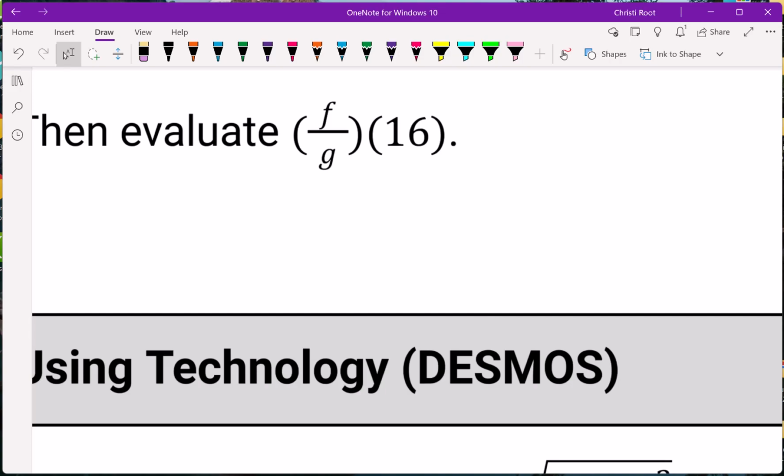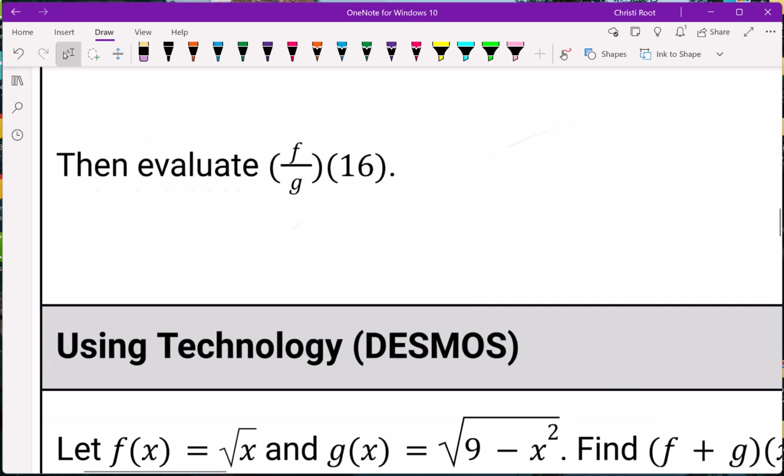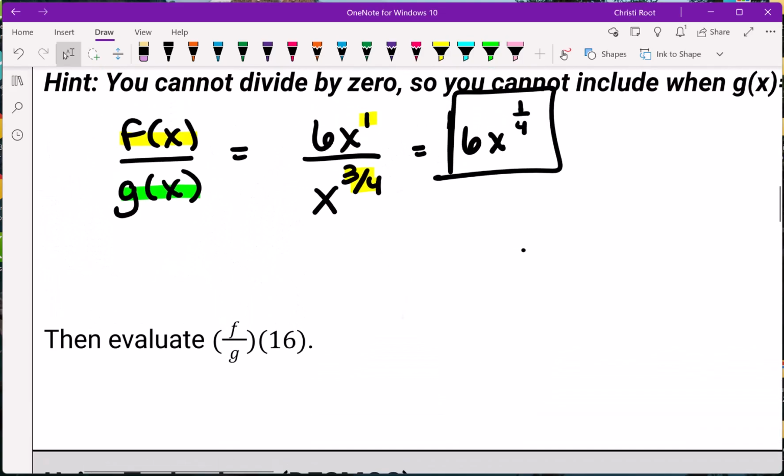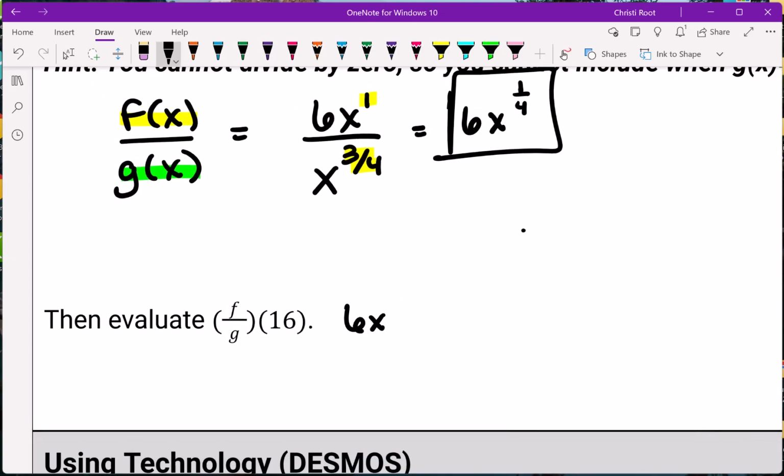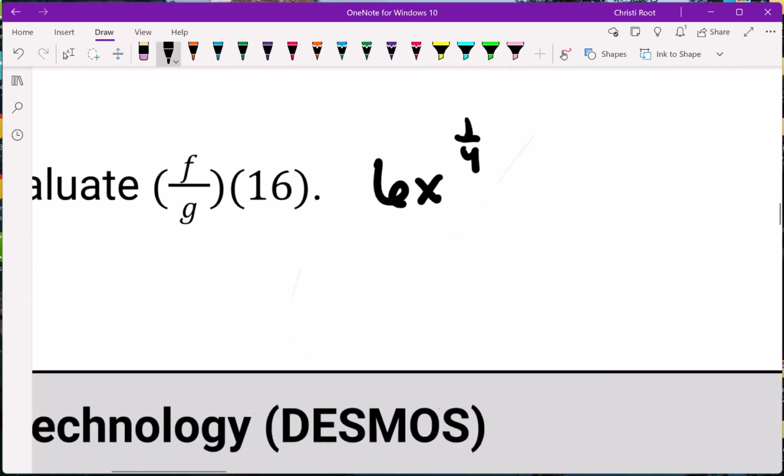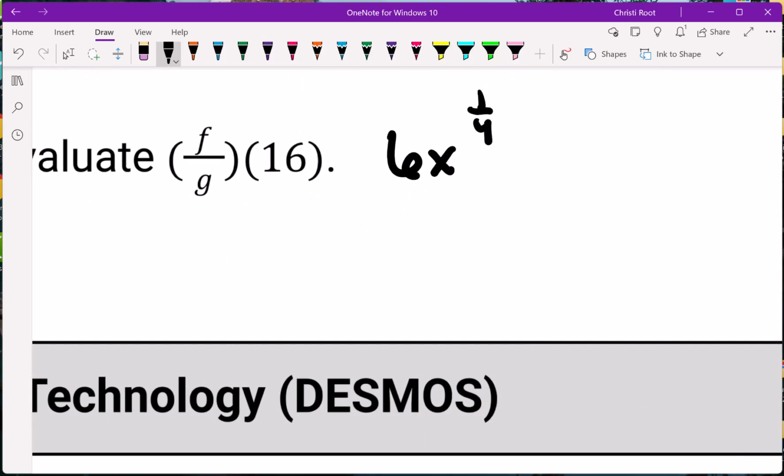This does not mean multiply by 16. It means to substitute 16 for x. So I'm going to take my result, which was 6x to the power of 1 over 4, and I'm going to substitute 16.